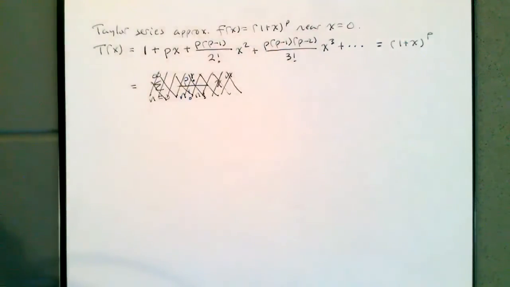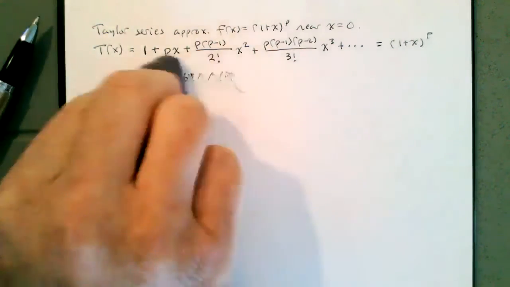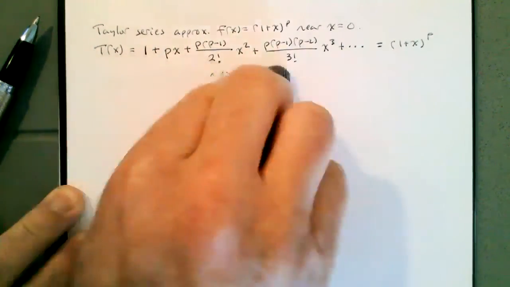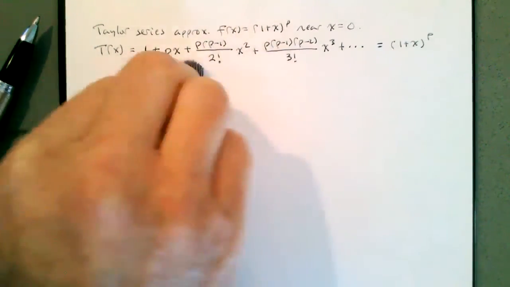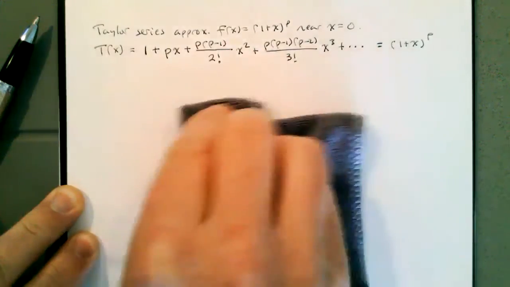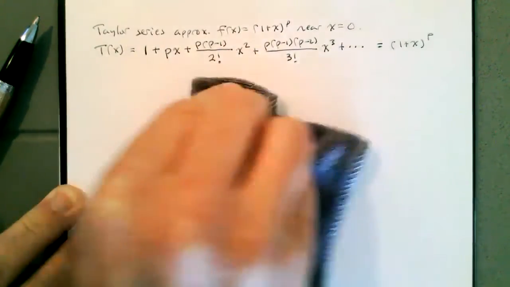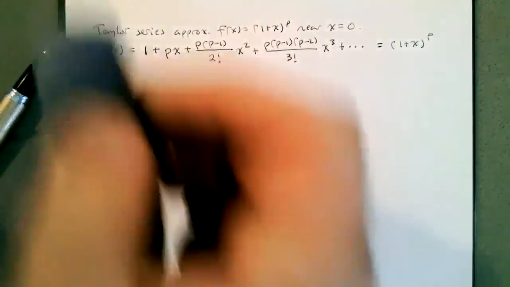Because right now, what I care about more is the pattern. Whatever the n factorial, whatever the degree of the term we're looking at, I want that many factors. I want p times p minus 1 times p minus 2 for the 3 factorial. Get rid of this. There we go.